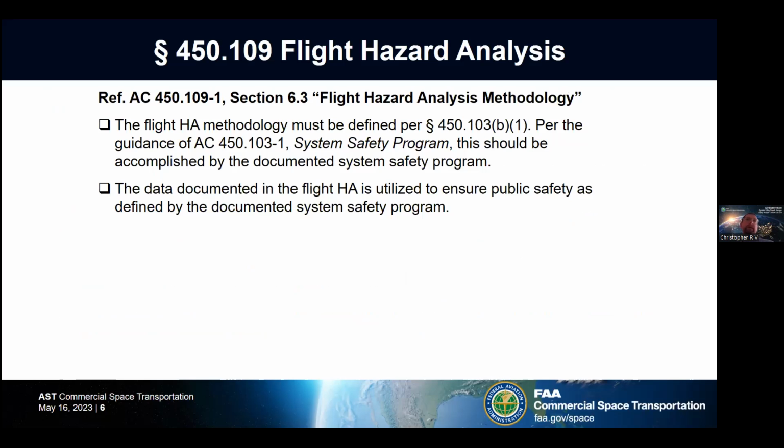Section 6.3 of the AC discusses methodology. Per 450-103B1, the flight hazard analysis methodology must be defined and should be accomplished via the documented system safety program, which was discussed last Tuesday. The data documented in the flight hazard analysis is utilized to ensure public safety as defined by the documented system safety program. Next slide.